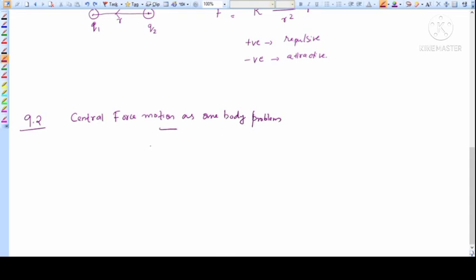So here we are considering an isolated system consisting of two particles interacting under a central force F of r. The situation is, here we are considering an isolated system. There is no external forces acting on that system. That's why it's called an isolated system. So, an isolated system of two particles.